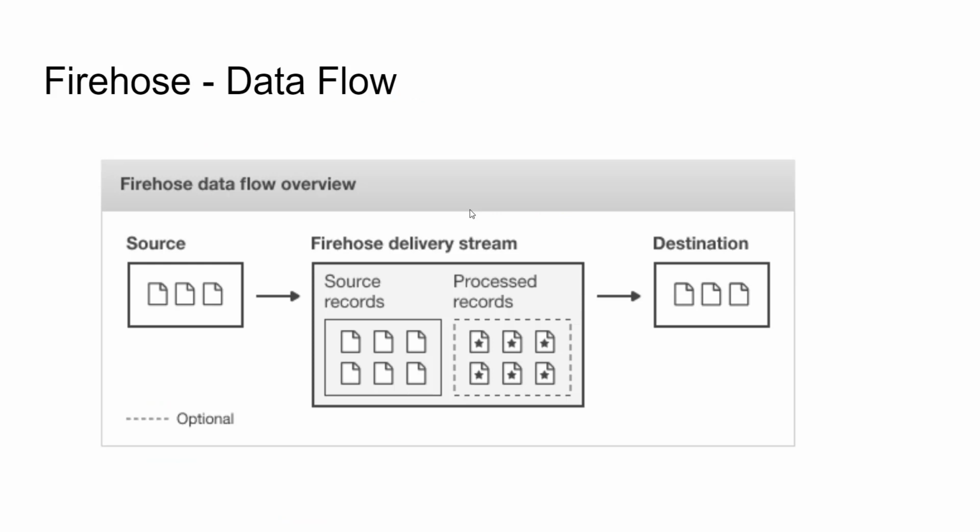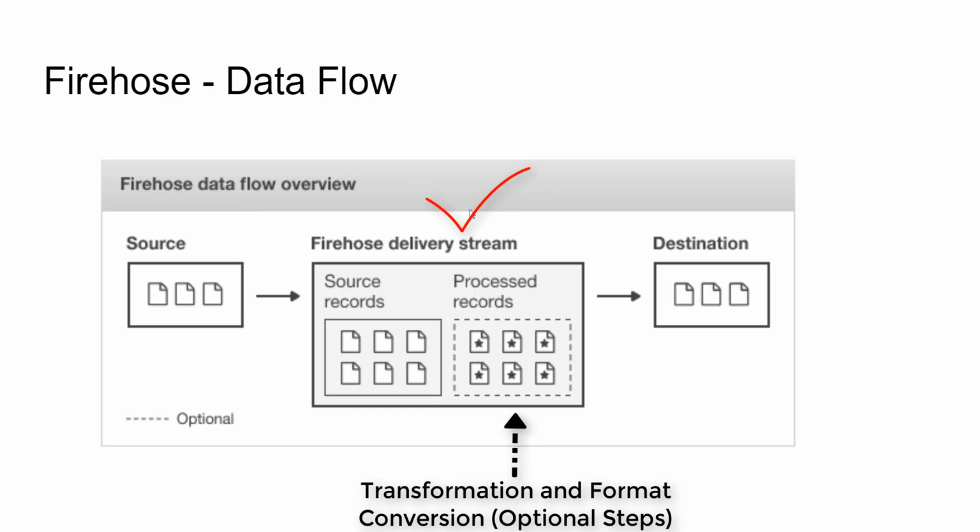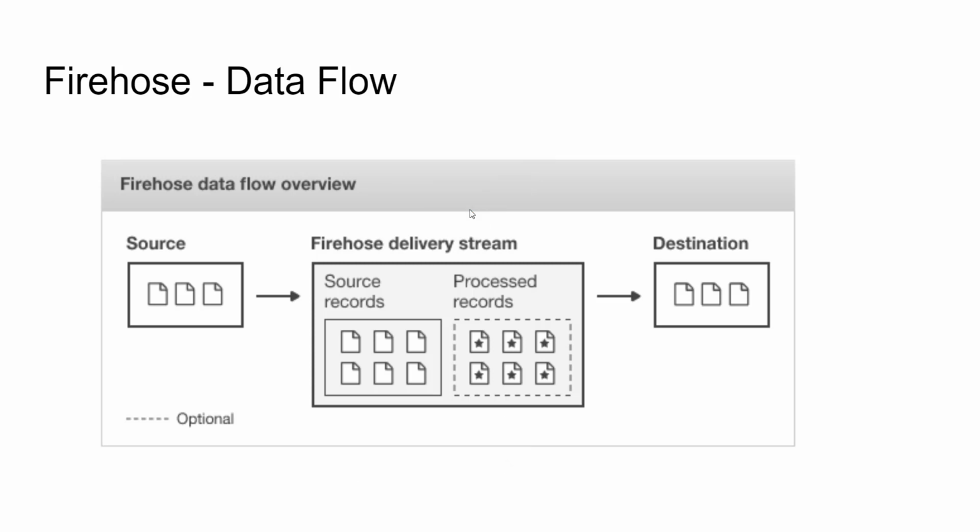Let's check the data flow in Firehose. Source of data can be Kinesis Data Streams or the Kinesis agent or the AWS SDK API. From the source, records can be sent to the Firehose delivery stream. Here you have the option to transform records, which is an optional step. Apart from that, we also have the option to convert record format. For example, conversion of JSON data to Parquet or ORC format, which are big data compatible formats. After that, we can choose the destination and data is moved from Firehose to the destination.